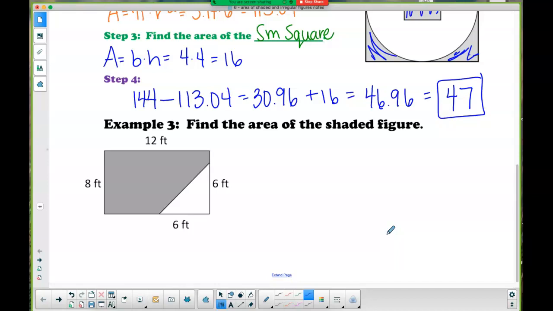There's actually not a trapezoid there. And I was hoping somebody would say that. But you guys, this has 1, 2, 3, 4, 5 sides. So that would have been a pentagon, right? And we don't have a formula for that. However, the rectangle and the triangle, we do. The rectangle is right here.